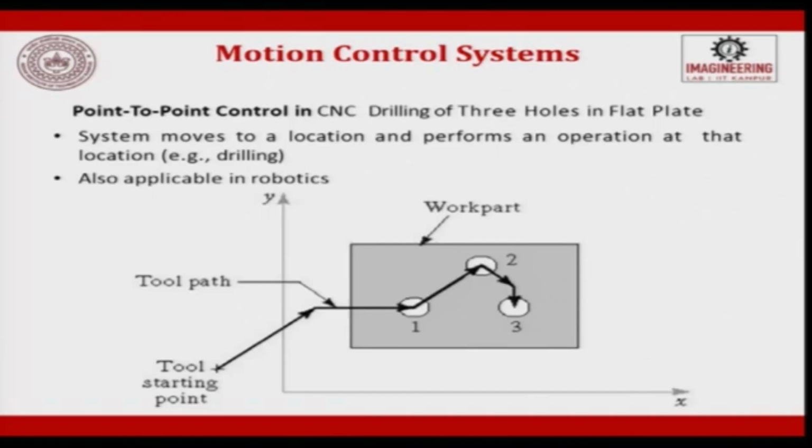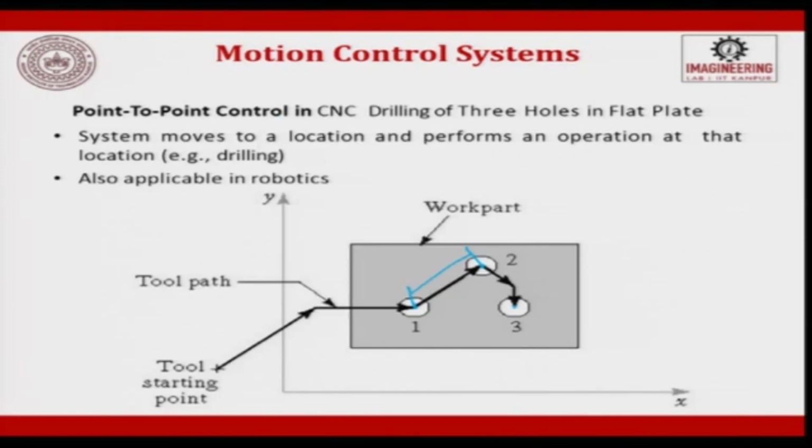Now, let us see the next one, the point to point control system. As I told you, the drill will come here, do the first drilling operation, go to 2, do the operation, then come to 3 and drill. In between, what path it takes does not matter for us. It will start here, accelerate till here, and stop here. So, here is point to point control in CNC drilling of 3 holes in a flat plate.